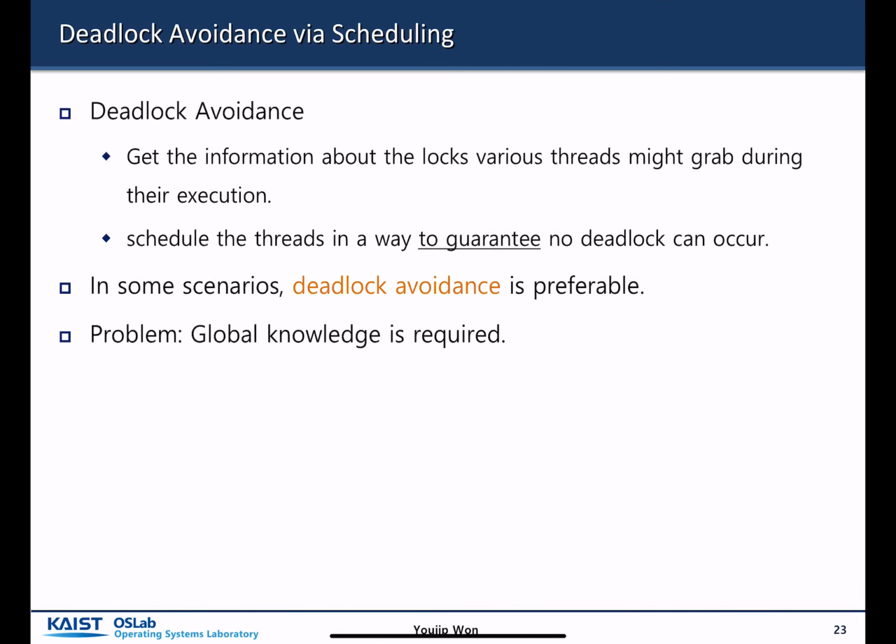Let me explain deadlock avoidance. In deadlock avoidance, we get the information about the locks the various threads might grab during the execution. And based on the information, we schedule the threads in a way to guarantee no deadlocks can occur. In some scenarios, deadlock avoidance is preferable to deadlock prevention. But the problem is that in deadlock avoidance, we need global knowledge of the system.